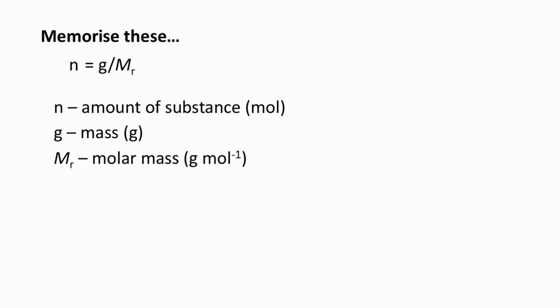First of all, n is equal to g divided by Mr. n is amount of substance in moles. g is mass. I use the letter g as a reminder that this must be measured in grams, and also to distinguish it from the capital letter M used for molar mass, which is measured in grams per mole.